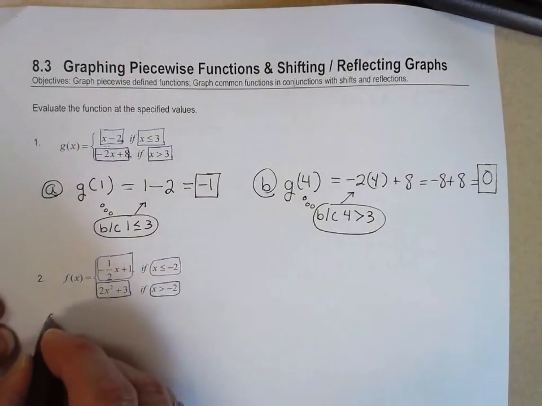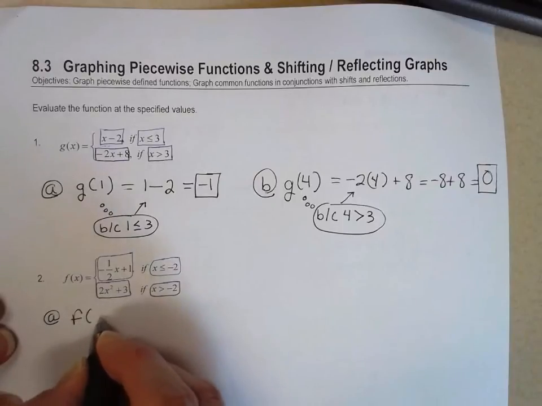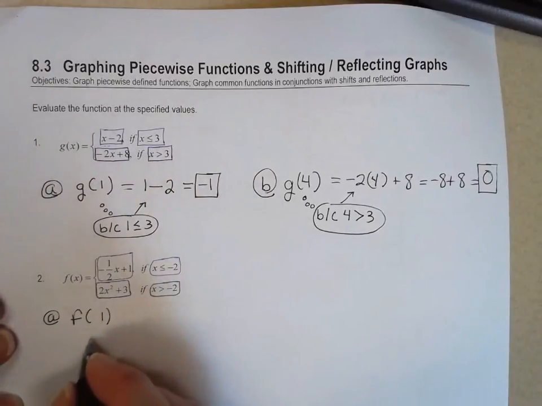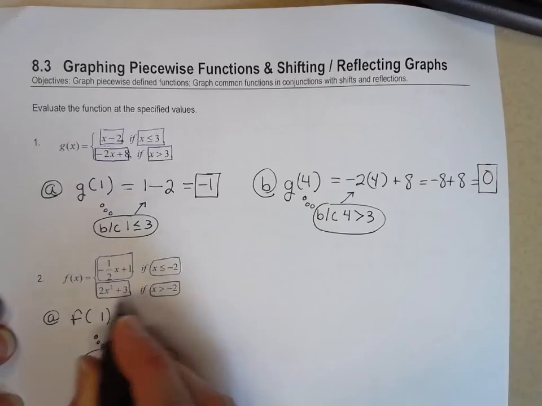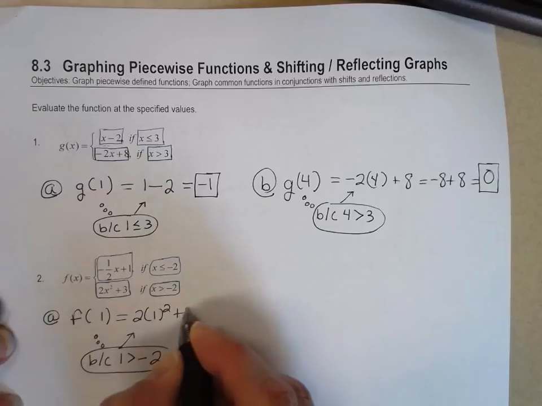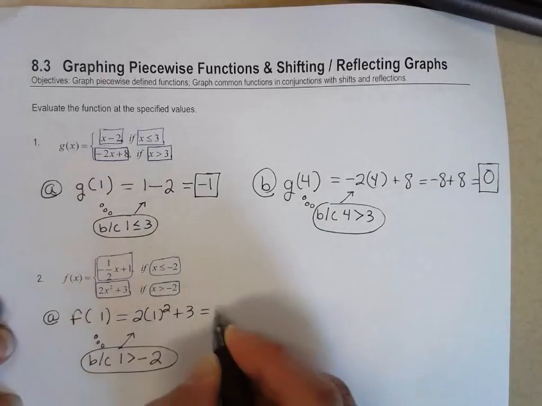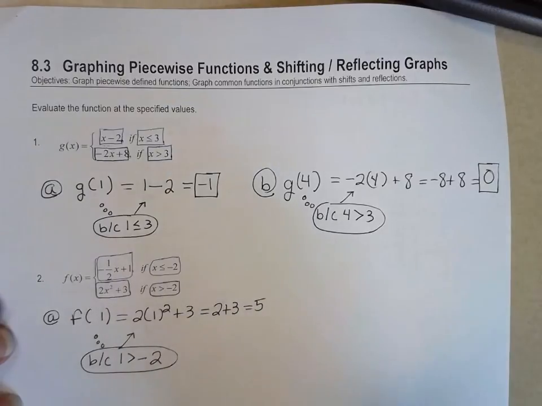Alright, so for part A, let's evaluate f of 1. Okay, again, the first thing I want to look at is because 1 is greater than negative 2, that is going to tell me to plug into the second rule. So 2 times 1 squared plus 3, well, 1 squared is 1, so I'd end up with 2 plus 3, which would equal 5.